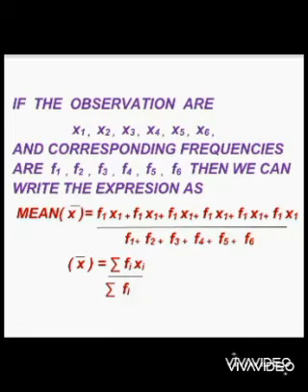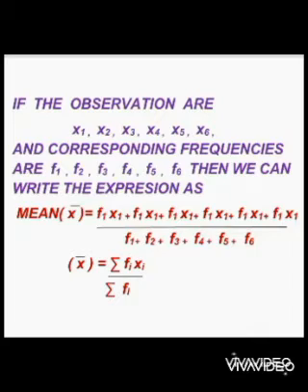So you have frequencies like f1, f2, f3, f4, f5, f6. Then we can write the above expression like this. How to write? Mean x bar is equal to f1 into x1 and so on. We have done the same thing when we solved the sum, isn't it?